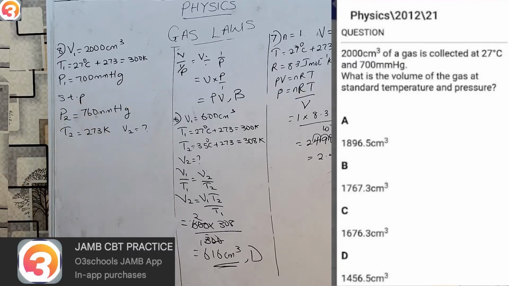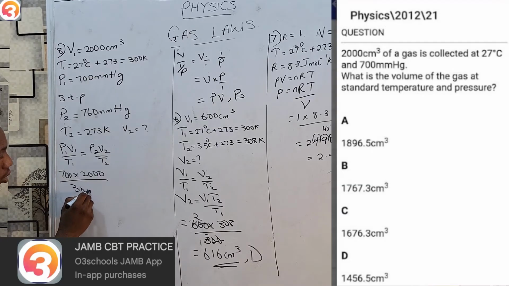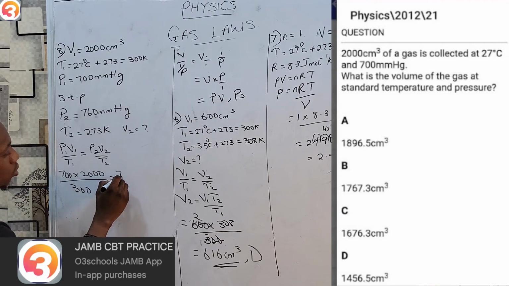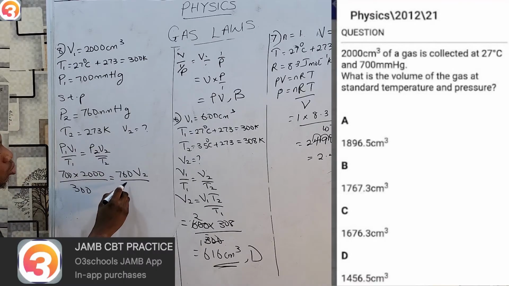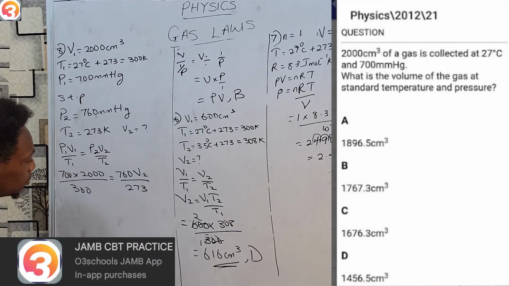Because I have pressure, temperature, and volume changing, I am going to use my general gas equation: P1 V1 over T1 equals P2 V2 over T2. Let's put in our numbers. P1 is 700, V1 is 2000, over T1, which is 300, equals P2 760, V2 is unknown, and T2 is 273.